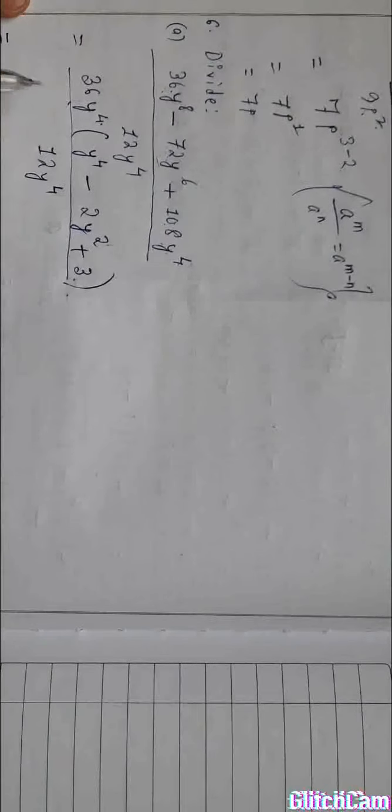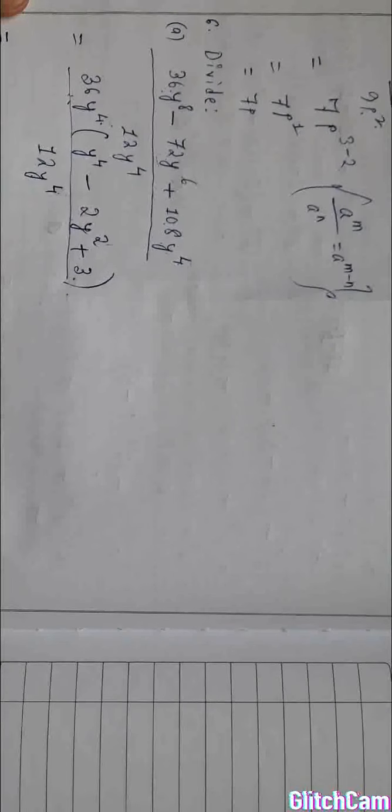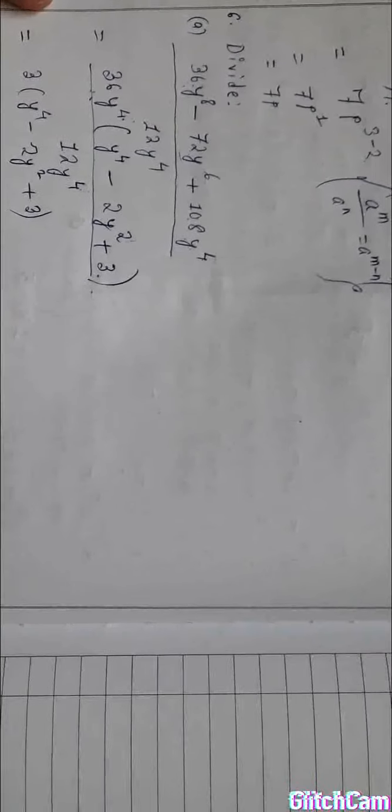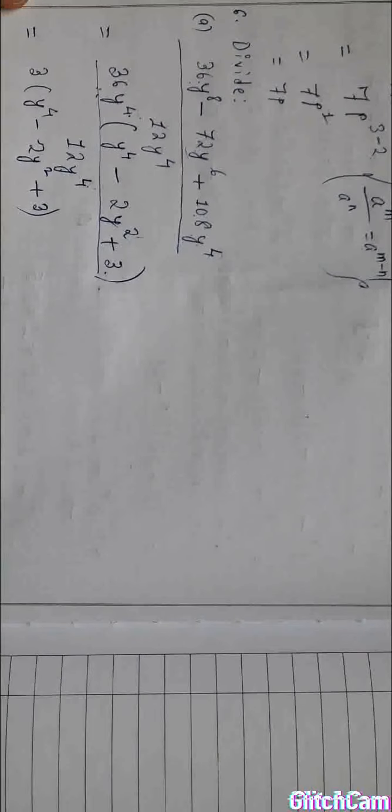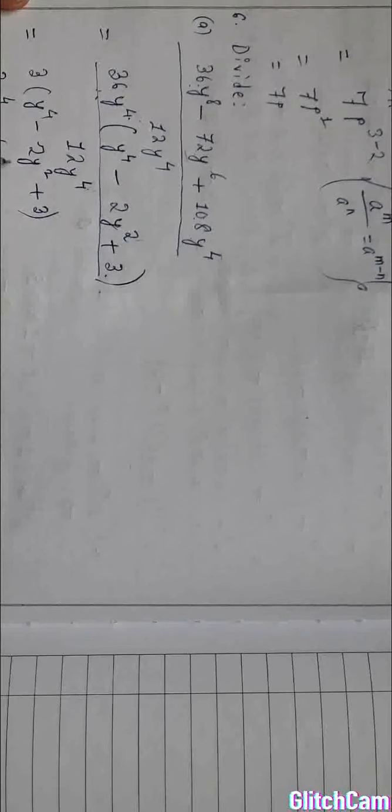Now y to the power 4 and this y to the power 4 will cancel out each other, and 12 into 3 is 36, so 3 y to the power 4 minus 2y square plus 3, which can be written as 3y to the power 4 minus 6y square plus 9.